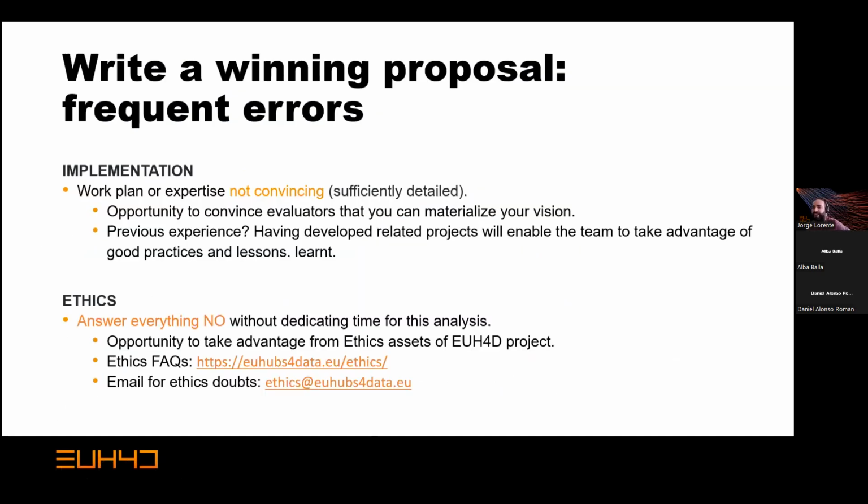Okay, sorry. Regarding the implementation section, be aware that it is your opportunity to convince evaluators that you can materialize your experiments. So think on a convincing work plan that could be achieved in 9 months. Define the appropriate milestones to monitor the progress of the experiment and the deliverables that will be sent to justify the accomplishment of these milestones. And finally, try to demonstrate that you have the necessary expertise to carry out the work plan.